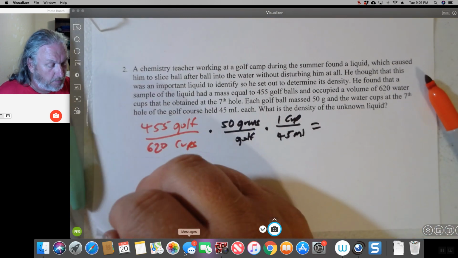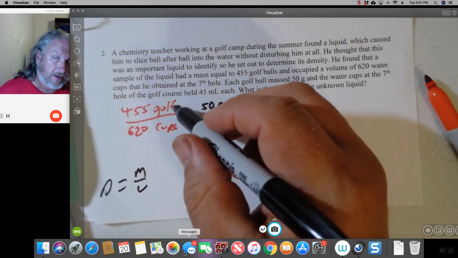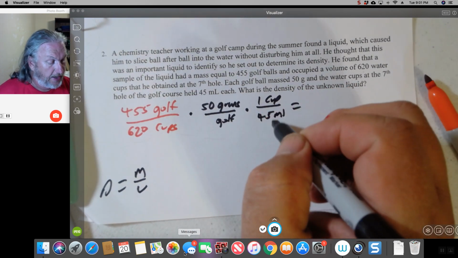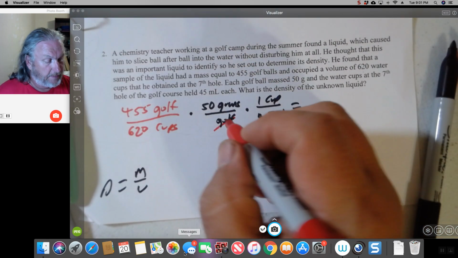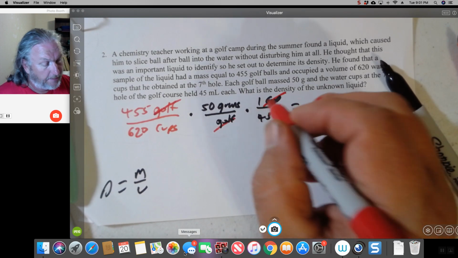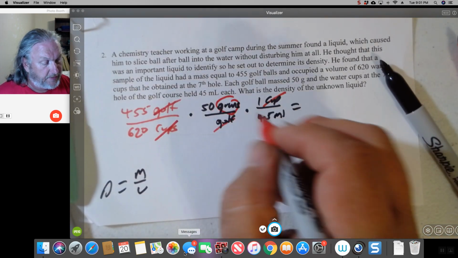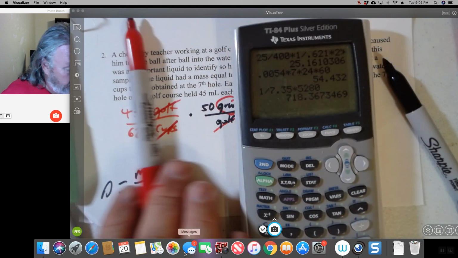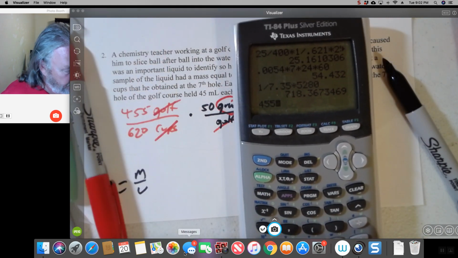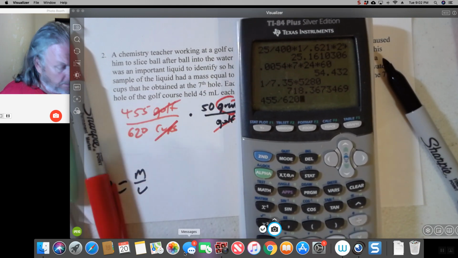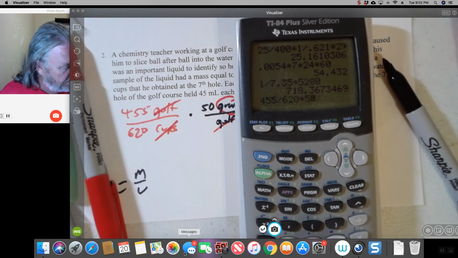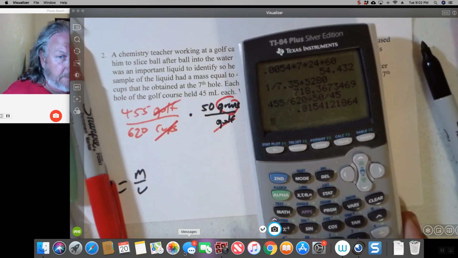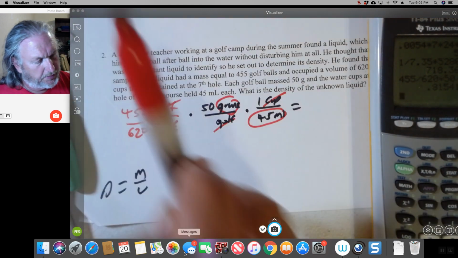So density equals mass over volume. Now I've got the mass in golf balls and the volume in cups, so I'm going to convert that to grams and milliliters. Let's see how I do this. I'm able to cancel out the golf balls and the cups, and that's going to leave me grams and milliliters. So on my calculator, I got 455 divided by 620, times 50, divided by 45, and I get 0.815. That's what we'll use.